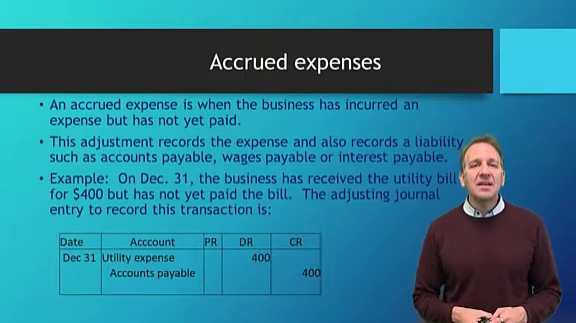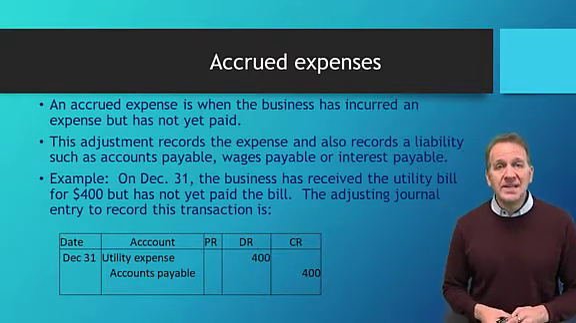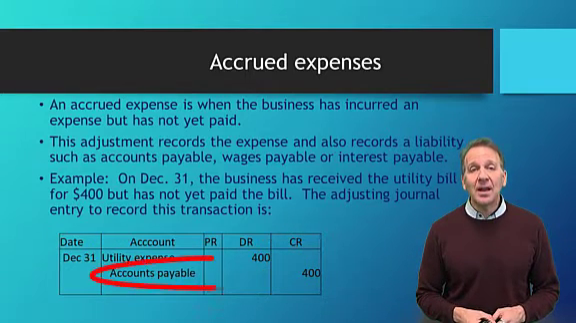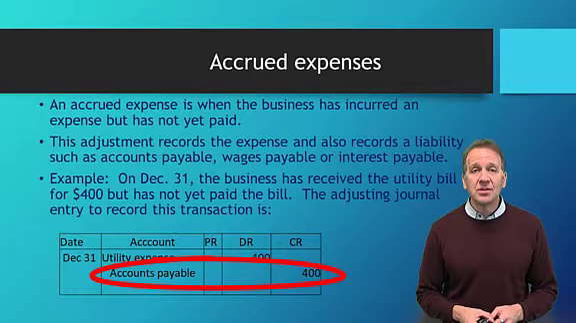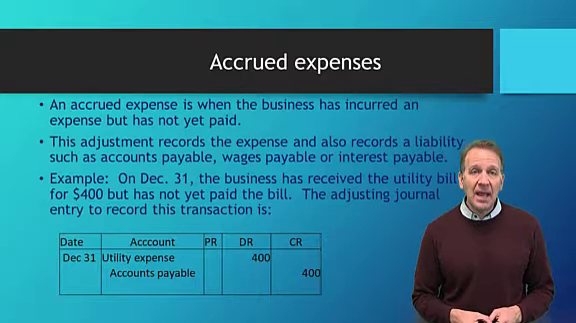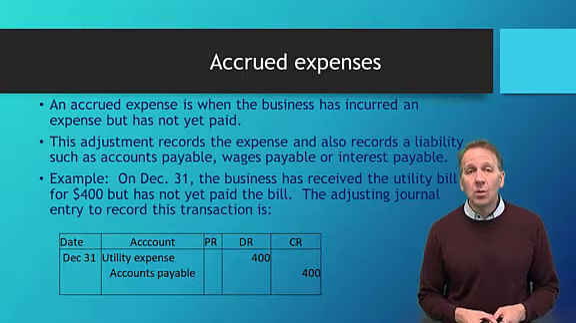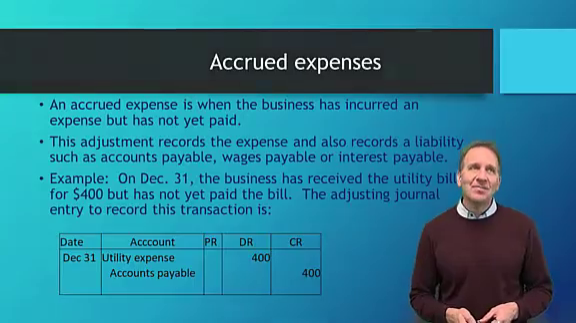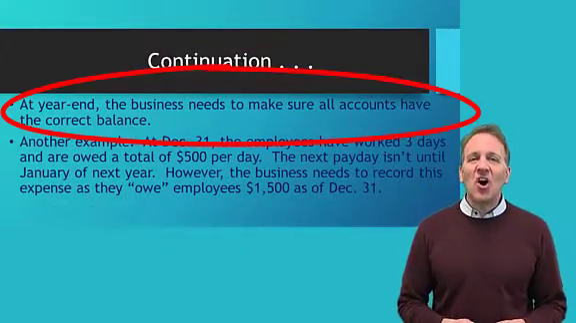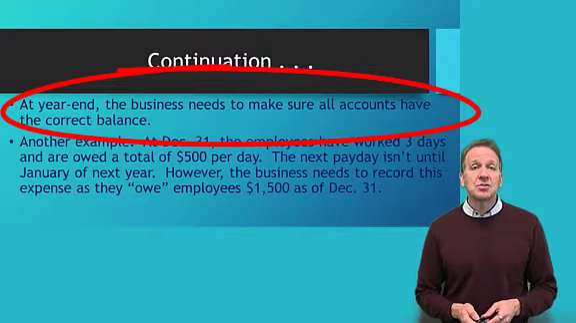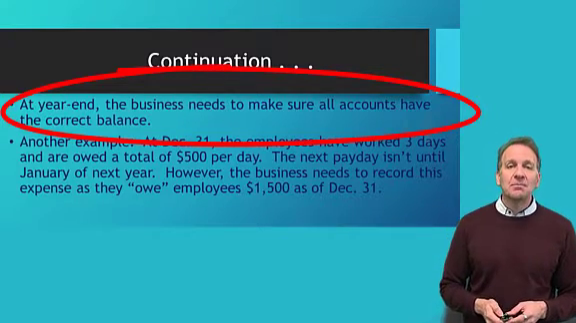So here you can see on December 31st, we're going to debit utility expense $400 and credit accounts payable $400. So now we have the expense, we've now recorded it, it's not been paid, so we're going to instead credit accounts payable, showing that we owe $400 to the utility company. At year end, we need to make sure that all of our accounts have the correct balance in them so that we can then prepare our financial statements with their correct numbers and amounts.